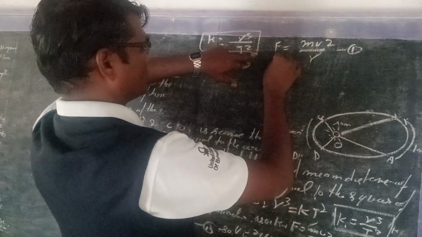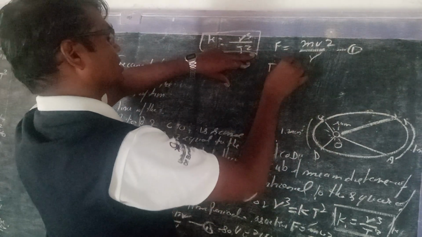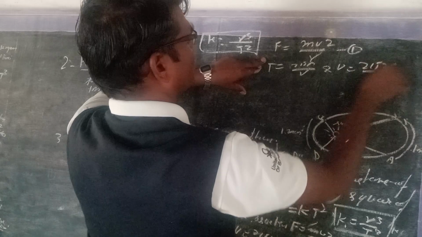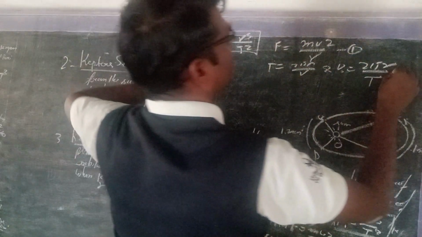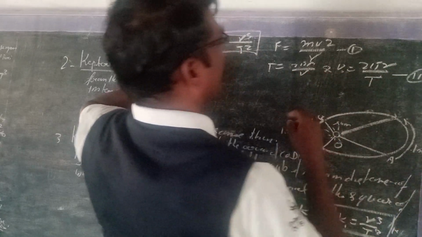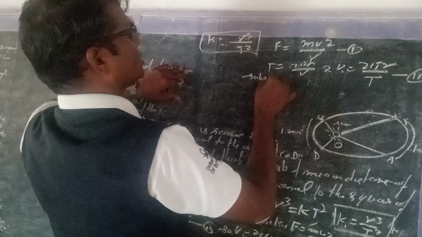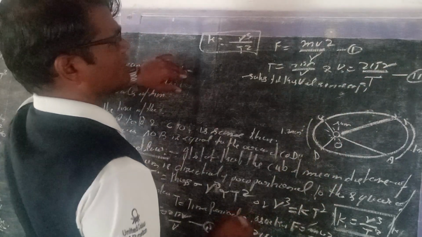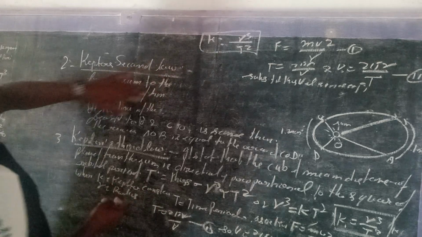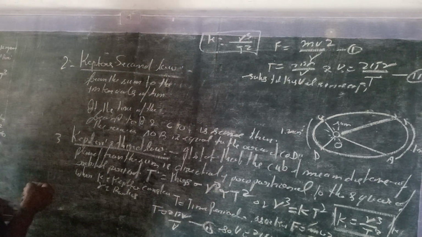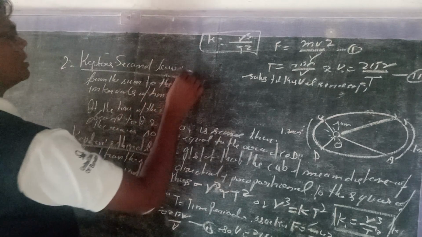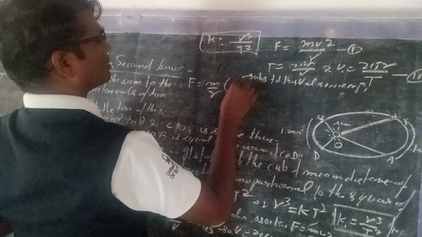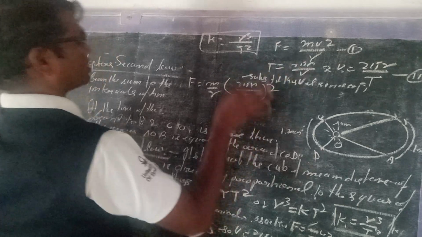As we know, the time period T is equal to 2 pi R by V, and V is equal to 2 pi R by T. Substitute this value in equation first: F is equal to m by R, in brackets 2 pi R by T, whole squared.